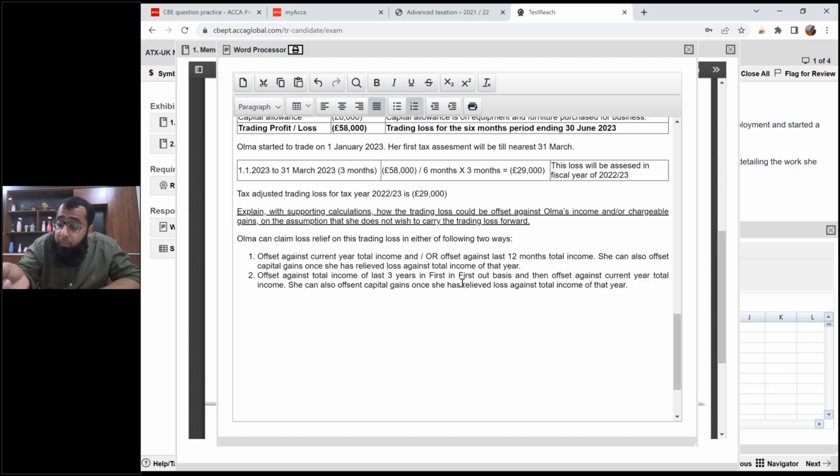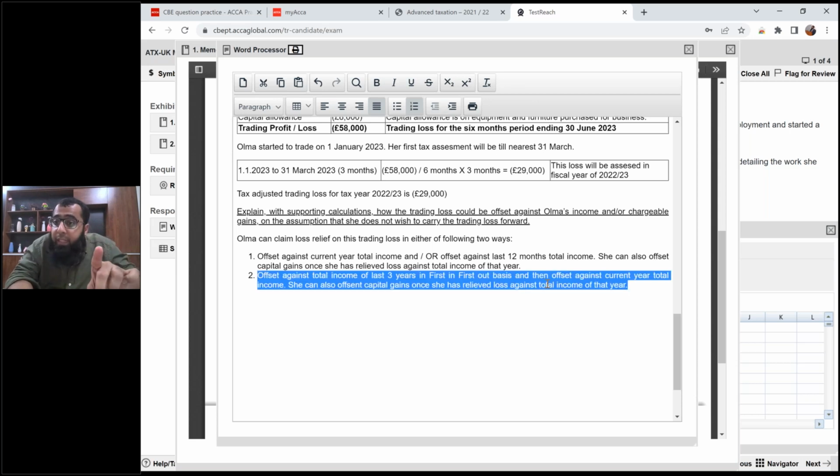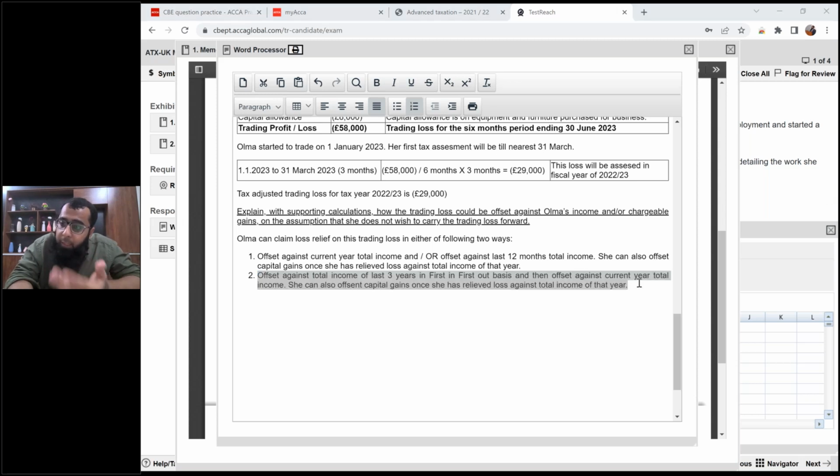No. Let me make it very much clear for you. You are having some confusion. When we say that we will go back 3 years, this means we will go back 3 years and we will offset the total income, not the trading income. In total income, there is employment income also.